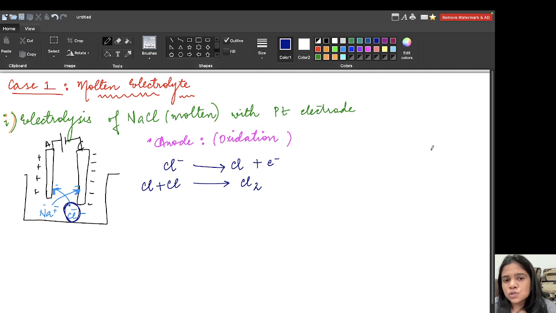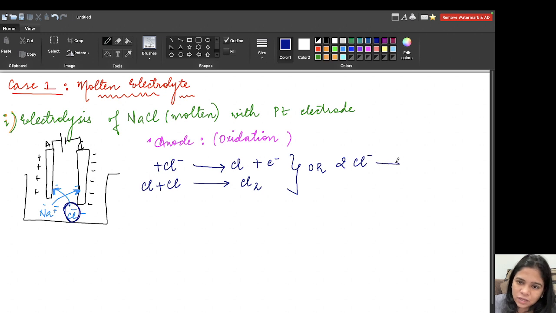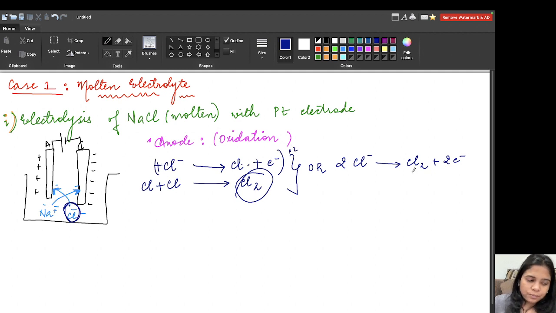Okay. So you can write it like this, or you can simply write it in a simple equation. And what will that simple equation be? Just take 2 Cl minus ions. 2 Cl minus ions give you Cl2 plus 2 electrons, right? Since chlorine will always exist as Cl2, that's why we are writing 2 Cl minus combining to give Cl2 plus 2 electrons. Nothing else we are doing, just multiplying this with 2 so that you get Cl2 here. So this is the reaction which is happening at anode.